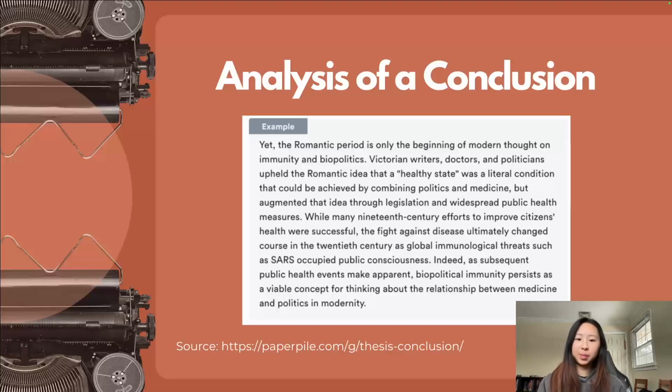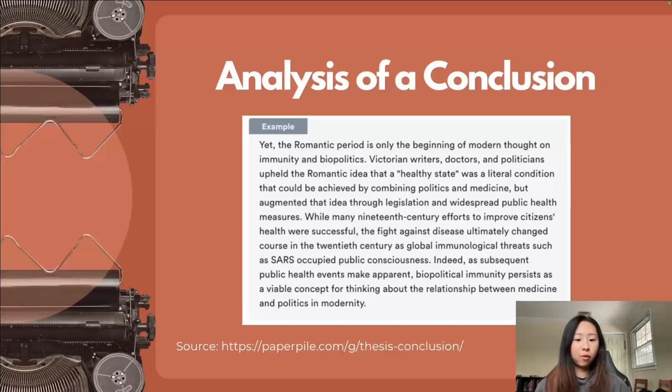It talks about the Romantic period origins, the Victorian expansion through policy and public health, and then the 20th century shift due to global disease threats. Most importantly, it doesn't reintroduce evidence or case studies. So this is summary at an idea level. The third thing it does well is it emphasizes the significance, or the so what. The final sentence explains why the argument matters, which is that biopolitical immunity is a useful framework for understanding modern medicine and politics, which effectively answers why the reader should care.